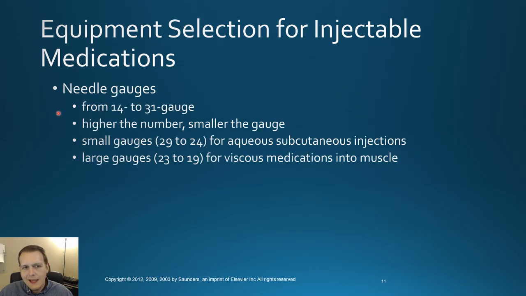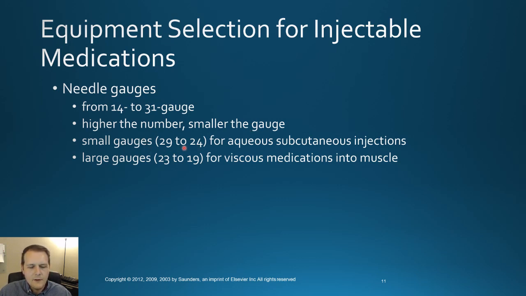So when we say needle gauges, this is referring to how thick the needle is, and it can range anywhere from 14 to 31 gauge. Just note here, it's a little counterintuitive, but the higher the number, the smaller the needle is. So for instance, when someone says get 2 large bore IVs, they're typically talking about something like a 16 or an 18 gauge, versus if you're using a very small amount of medication, or something very, very tiny, it'd be something like a 28 gauge, 31 gauge, etc.